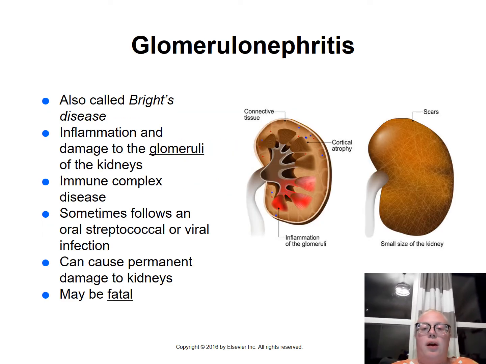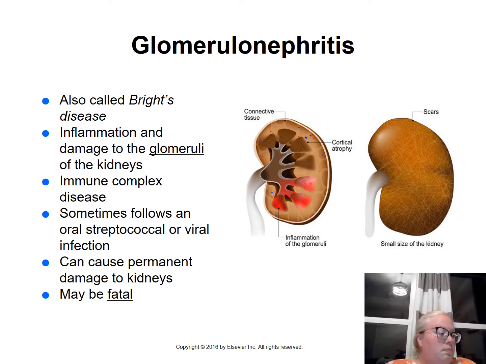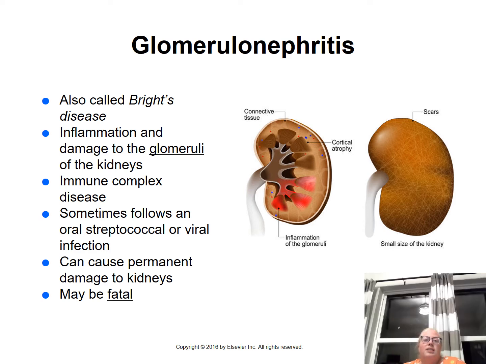Okay, then we have glomerulonephritis. This is also called Bright's disease. This is when there's an inflammation and damage to the glomeruli of the kidneys. And I don't know if you remember seeing the glomeruli on one of the first couple slides of this chapter. So this is an inflammation and damage to the glomeruli of the kidneys.